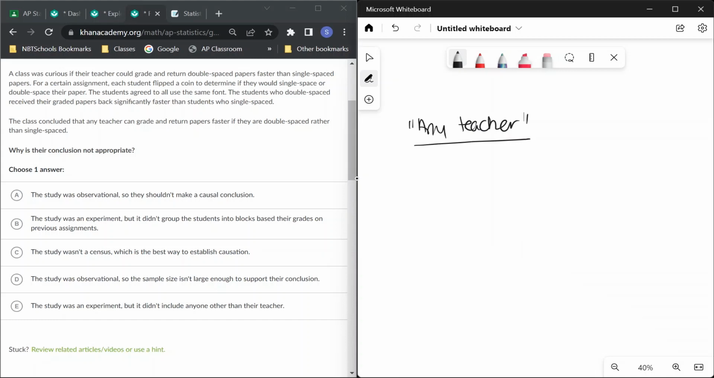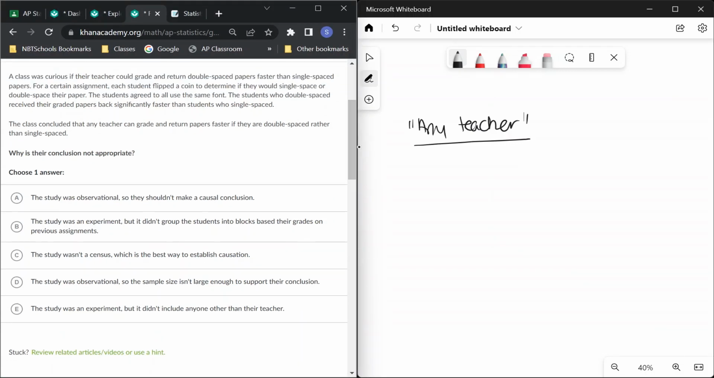And also, is it an experiment or is it not an experiment? If it's an experiment, it has random assignment to different treatments. There are two different treatments, double-spaced and single-spaced, with double-spaced being the treatment and single-spaced being the control group. Were they randomly assigned? Each student flips a coin, so yes. And there's comparison and control. So the only thing is that you can't generalize the results to the whole population.